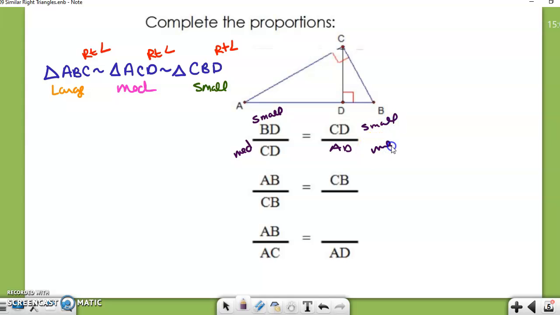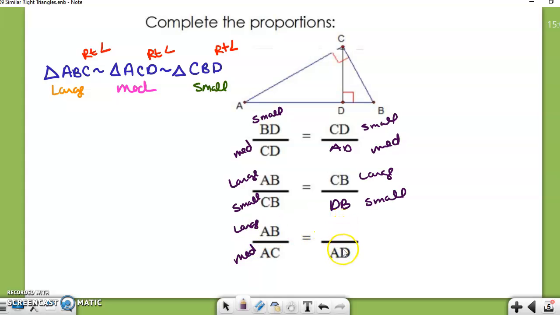When I'm looking at AB here, AB is in line with my large over CB, which is my small. So I'm going back to the large, and it's CB backwards this way, so I'm going to go to the small and go the same way and choose DB. I'm looking again here at AB for my large. And then I go to AC, which is my medium.